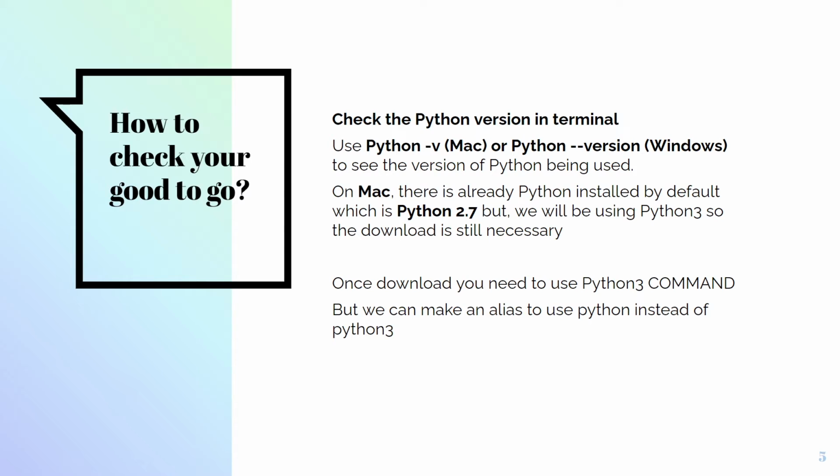Now on Mac, you may see 2.7 because by default Macs come with Python already installed. So you may have to use the python3 command, but you could change that in your bash profile by assigning it an alias, and I'll leave a link in the description to show you guys how to do that. This will allow you to change from using python3 back to using python specifically for that version that you downloaded. So that's how you can check if you're good to go. And once you are, we can move on to the next step and actually see some Python code.